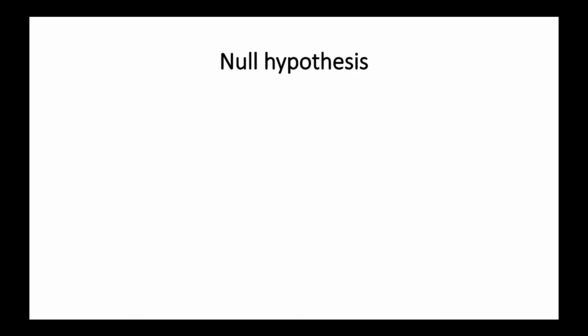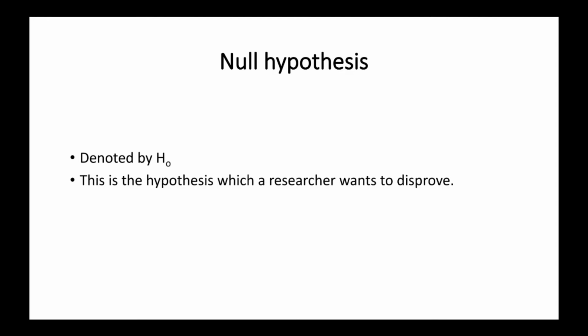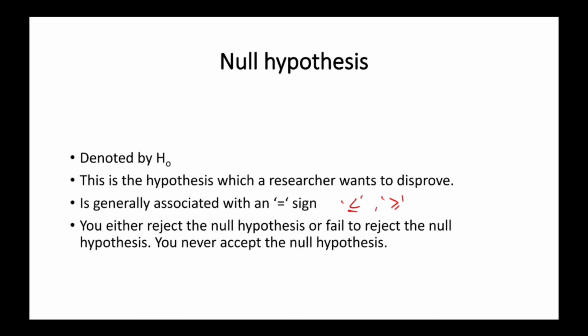So what is a null hypothesis? The null hypothesis is denoted by H0, and this is the hypothesis which the researcher wants to disprove. Or in other words, you can say this is the negative of what your research wants to convey. It is generally associated with an equals sign. Sometimes it's also associated with less than or equal to, or greater than or equal to. But remember, equals to always comes up in the null hypothesis. Also, one very important thing to remember is that you either reject the null hypothesis or fail to reject the null hypothesis. We never accept the null hypothesis.